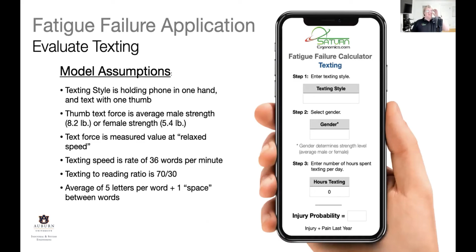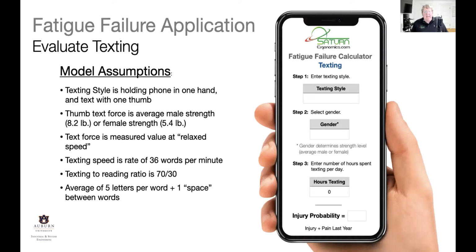Okay. The fatigue failure application: evaluate texting. I thought this was really cool, but I made some assumptions. Texting style is holding the phone in one hand and texting with one thumb. Thumb text force is average male strength or female strength, values that I arrived at by measuring my strength and scaling it for the female.